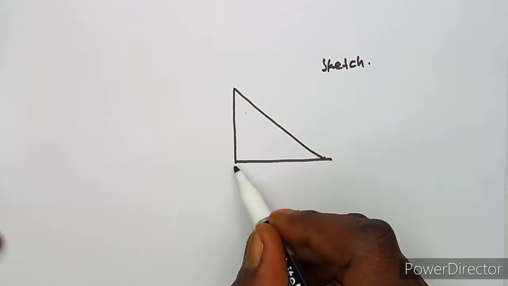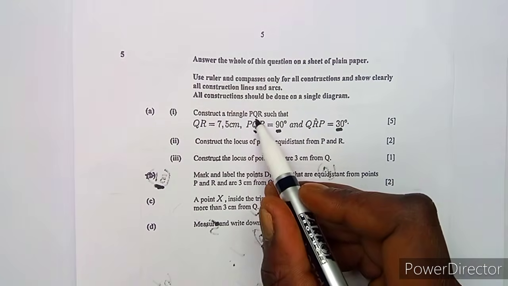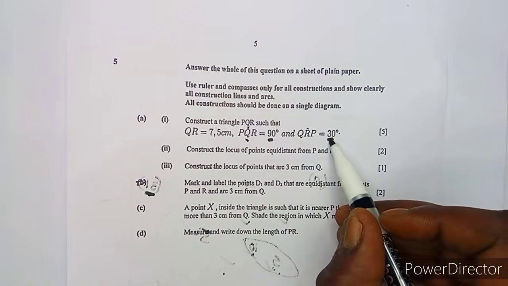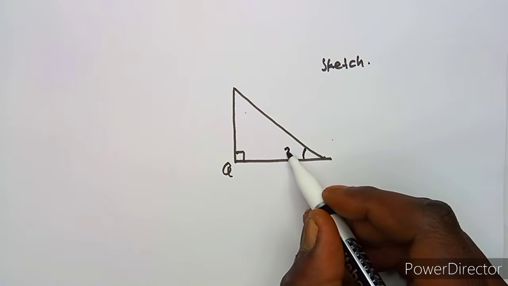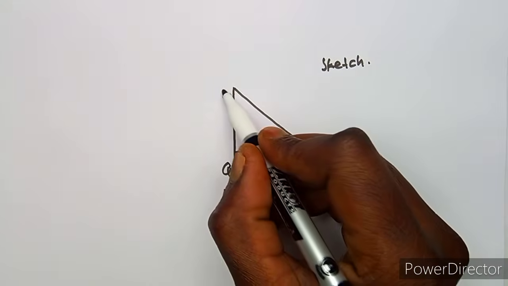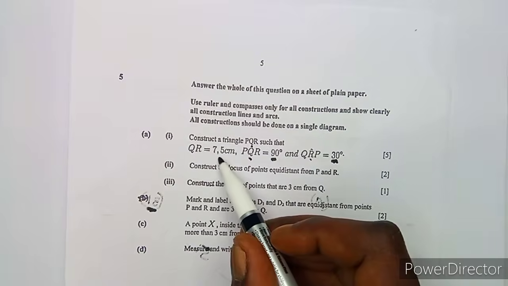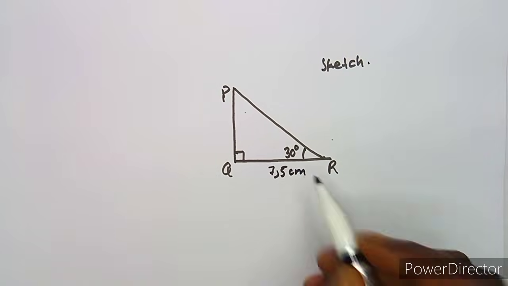So this is 90 degrees here, which means this is my point Q. Q is the angle here, so that's our Q. Then we have got an angle of 30 degrees. Make sure it's on the base. I'm going to put it here on the base, and this angle of 30 degrees is at point R. All right, then we are left with P, like that. So this can be our sketch. Then we are given QR is 7.5. From Q to R we have got 7.5 centimeters.